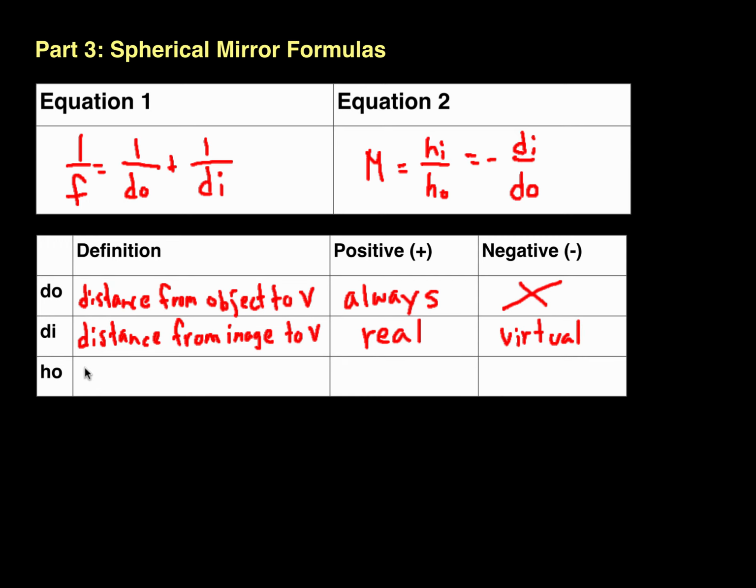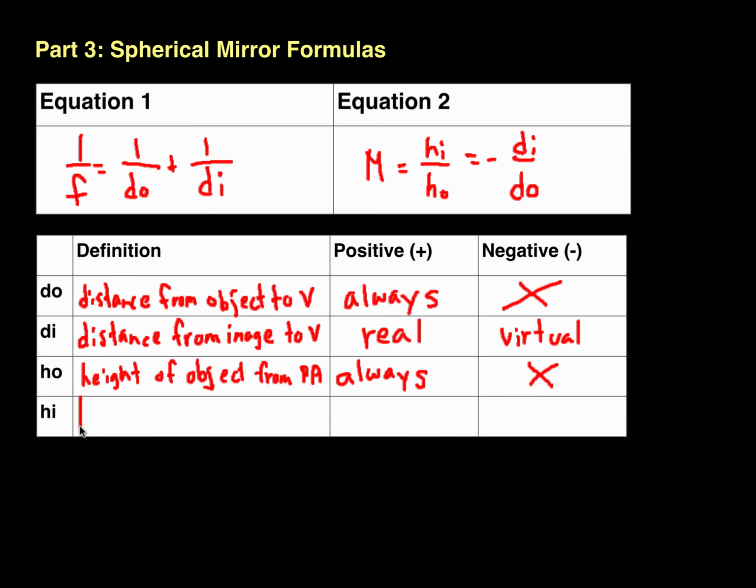hO is the height of the object, measured from the principal axis. Since the object is always upright from its perspective, it's always going to be a positive number. You will never have a negative hO. hI is the height of the image. This is measured from the principal axis. If the image is upright, it will be a positive number for hI. If it is inverted or upside down, you will have a negative number for hI.